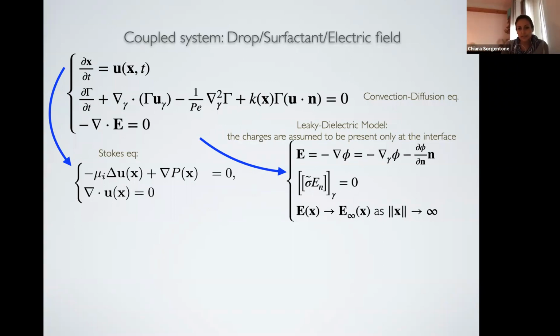And then we have the electric field that, as I said, we model using the leaky dielectric model. So basically this means that we assume that the charges are present only at the interface. So there are no free charges in the bulk. But there is also another assumption that we make for the electric field. So here in the blue box, it is saying that the jump on the surface of sigma tilde En, where sigma tilde is the conductivity inside and outside the drops, and En is the normal component of the electric field, is 0.